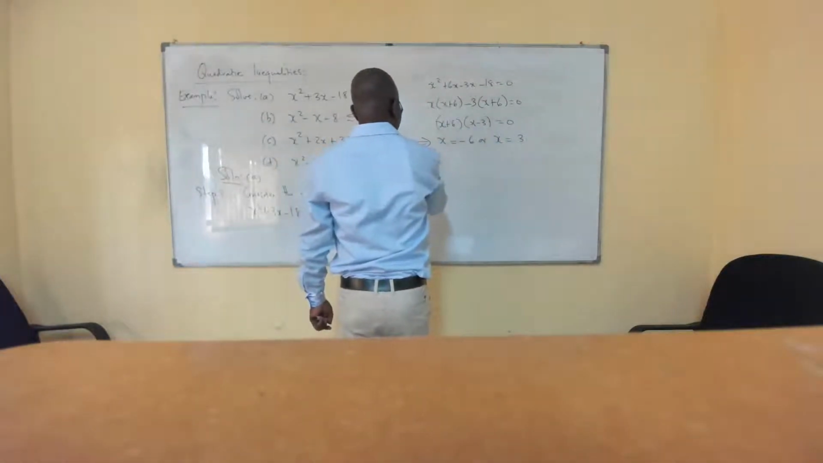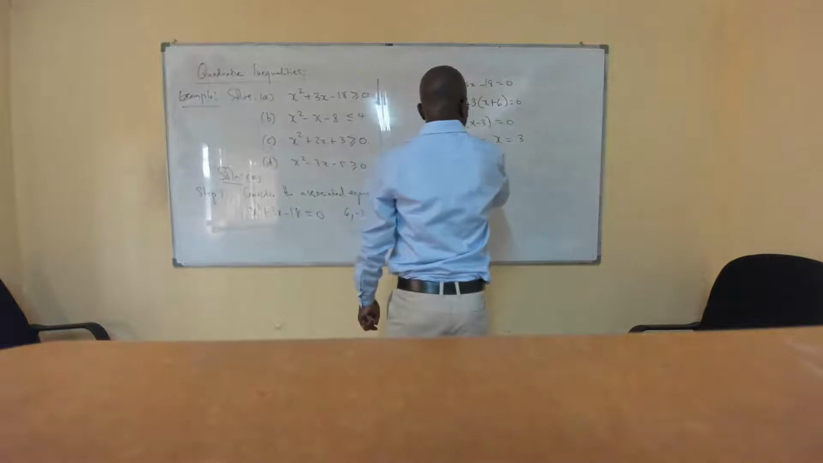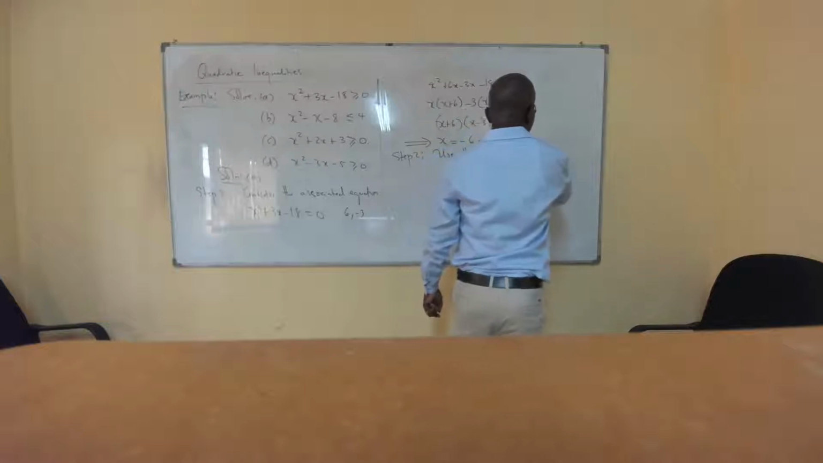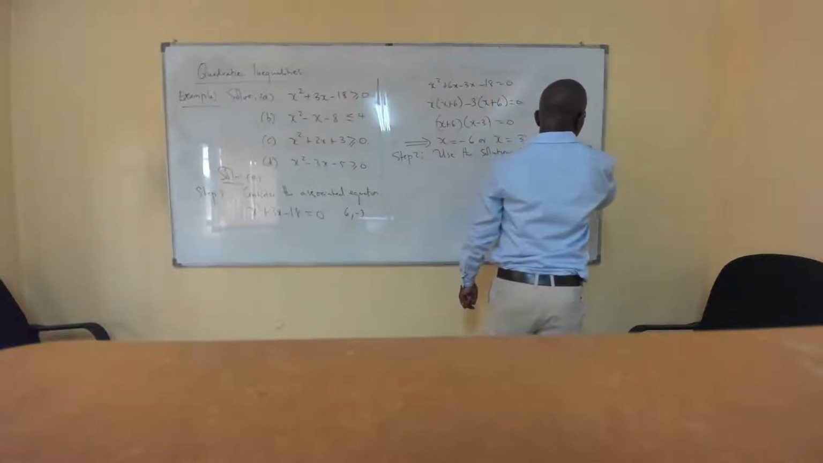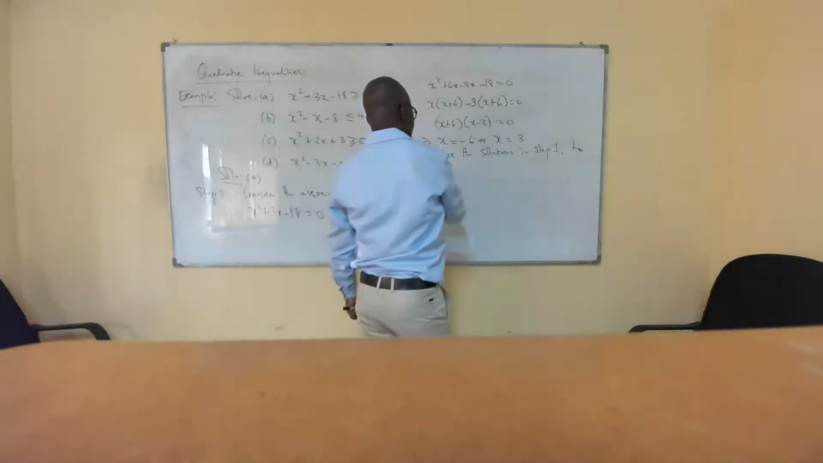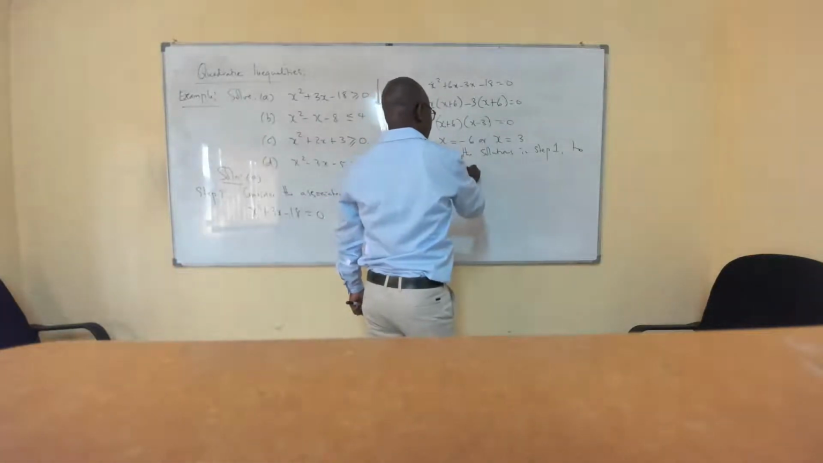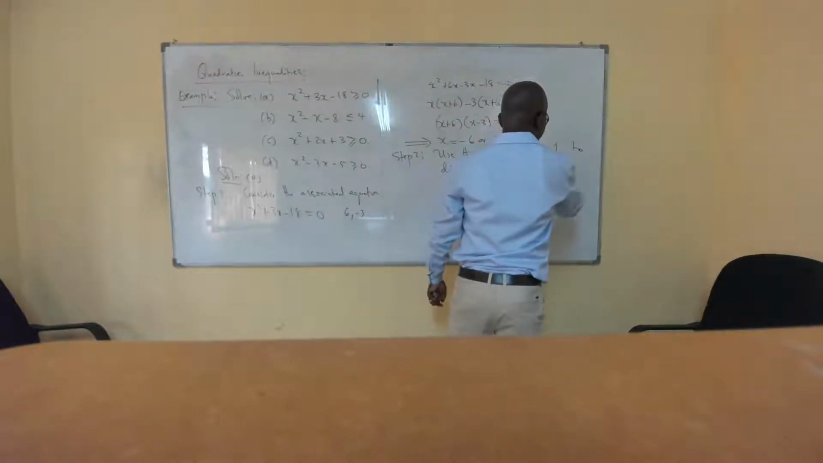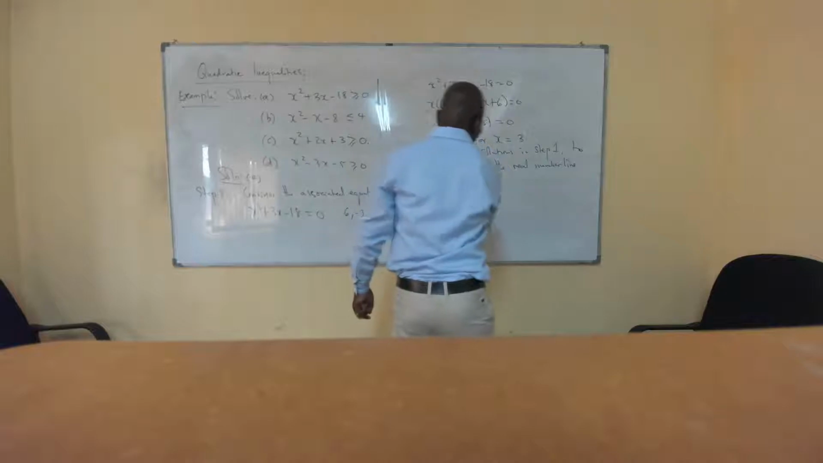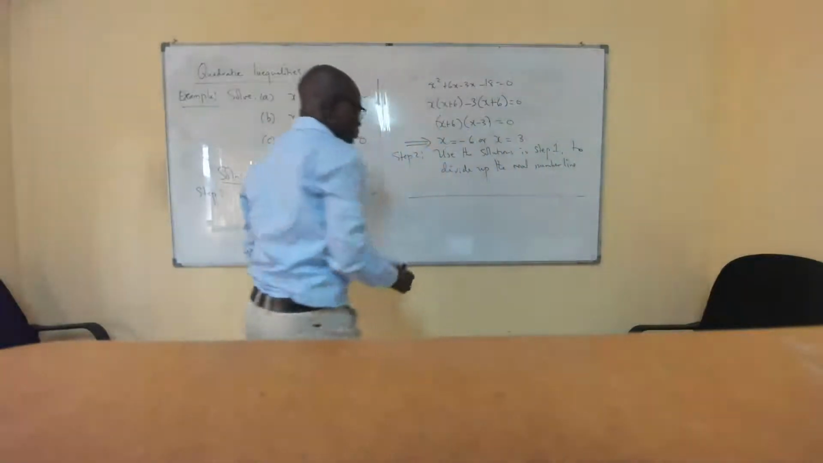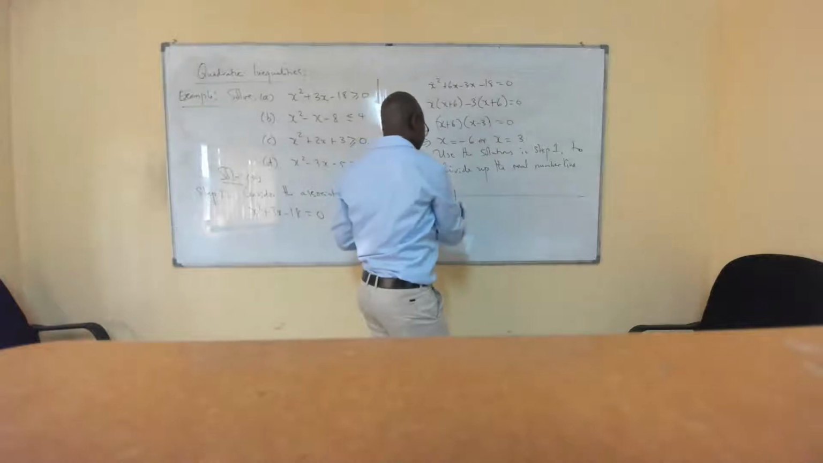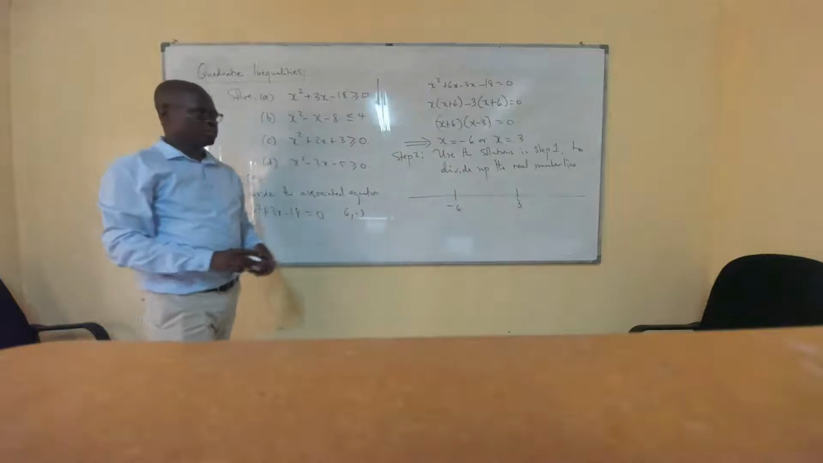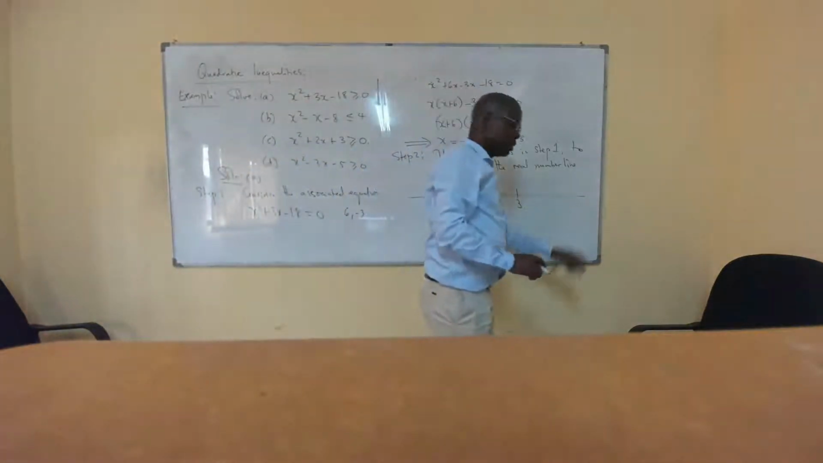Step 2: use the solutions in step 1 to divide up the real number line. So this is your number line. You are going to use minus 6, then you have 3. So this is partitioned into 3 segments.